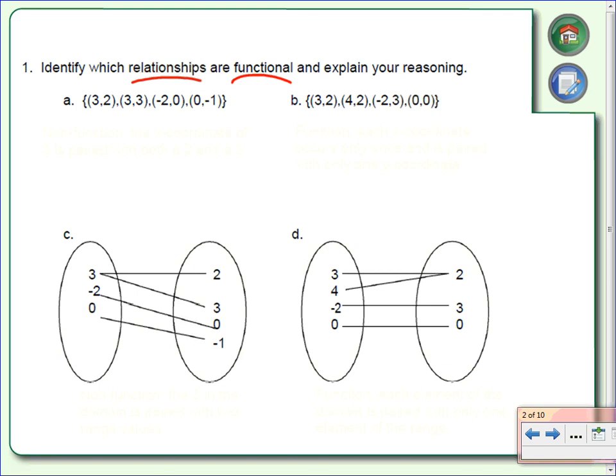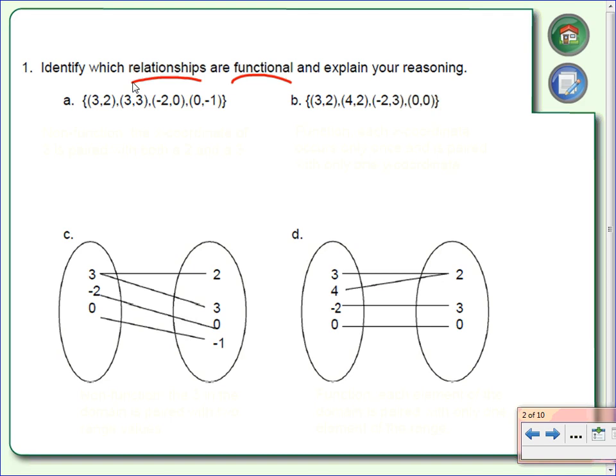So, function. That's one of those words I asked you guys on your way out. You had to know that word. Can anybody tell me what the word function meant? What did we say function was? A set of ordered pairs where x's don't repeat. Very good. It's a set of ordered pairs where the x's don't repeat. So that's what we're going to be looking for in each of these examples.